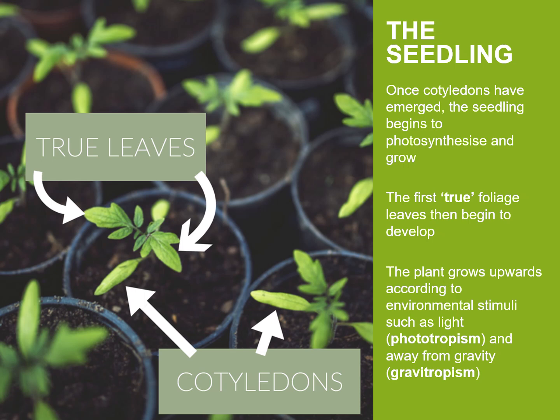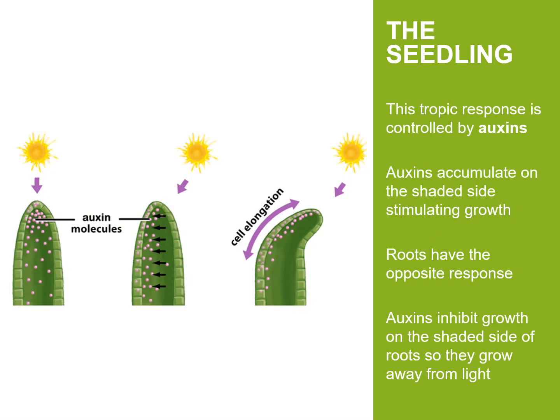And the plant will grow upwards according to the environmental stimuli it's exposed to. The main cues are light, so this is called phototropism, and they grow away from gravity, so this is called gravitropism. In the emerging seedling, the tropic response is controlled by plant hormones called auxins. Auxins accumulate on the shaded side of plants. Light breaks them down on the lit side and they accumulate on the shaded side. And that accumulation stimulates growth.